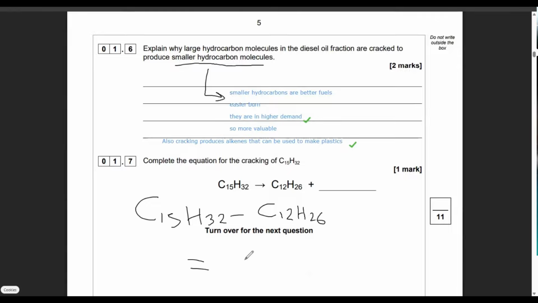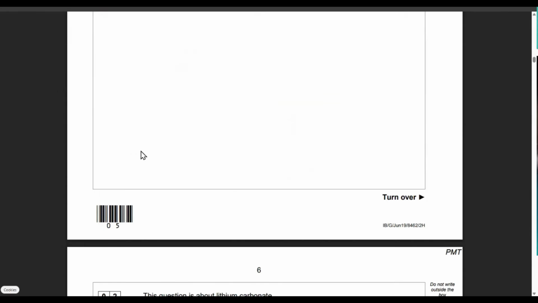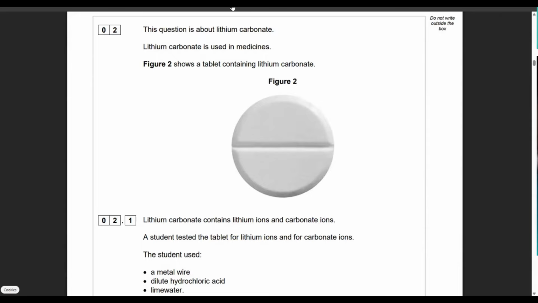Right, complete the equation for cracking. C15H32. Now you can see the conservation of mass. Everything on the left of the arrow has to equal everything on the right. So we just subtract C12H26 from C15H32, and you're going to be left with C3H6, and that is an alkene because it has the general formula CnH2n, and that is going to have a double bond, hence why it's missing two hydrogens. When you have a double bond, you have less hydrogen. So C3H6 is propene.